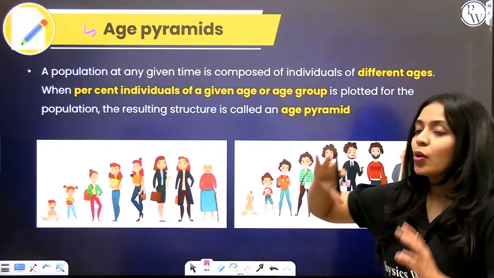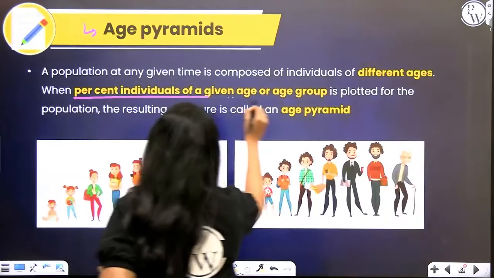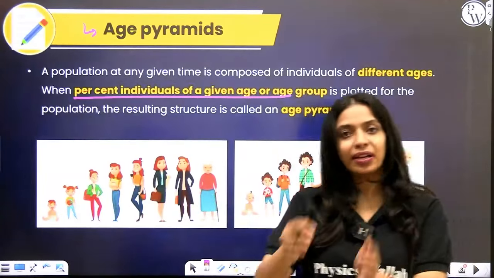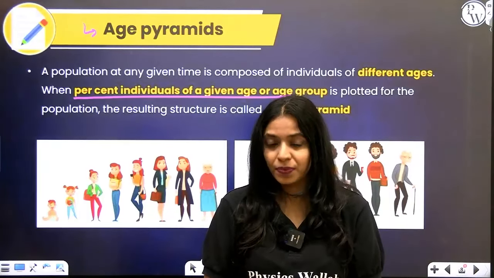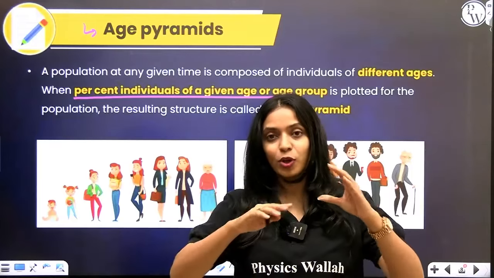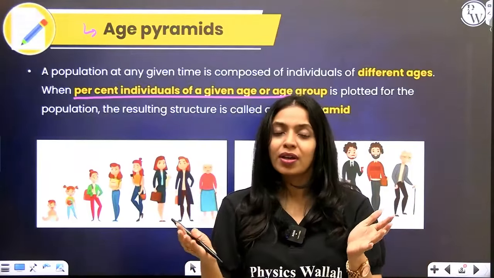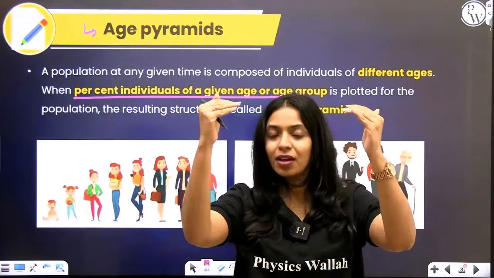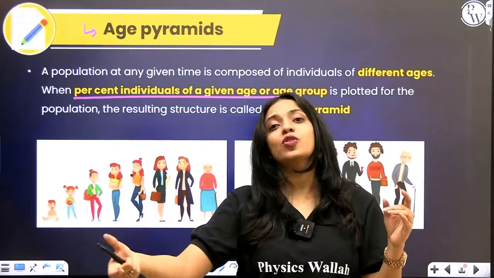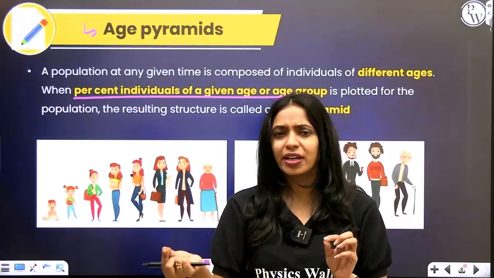So whenever you plot the percentage of individuals of a particular age, what we get as a result is called an age pyramid. You know what pyramids are, right? In Egypt, you have these pyramids that are triangular shaped. That is what the age pyramid is all about. So why are we calling it the age pyramid? What are we using to plot this pyramid? We are using the percentage of individuals in a particular age group to plot this. That's why we're calling it the age pyramid.